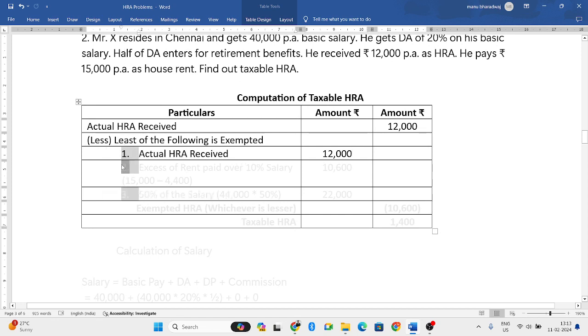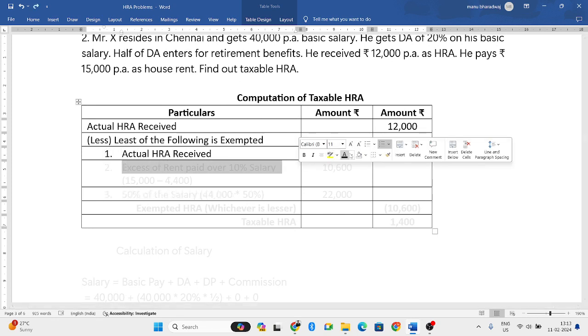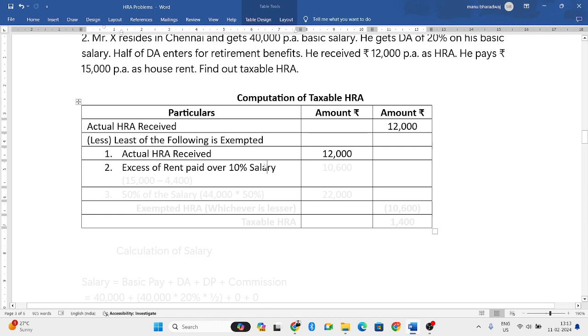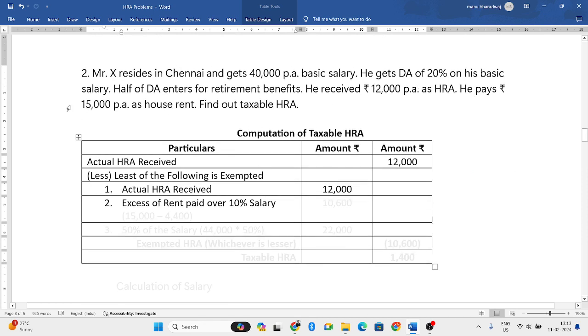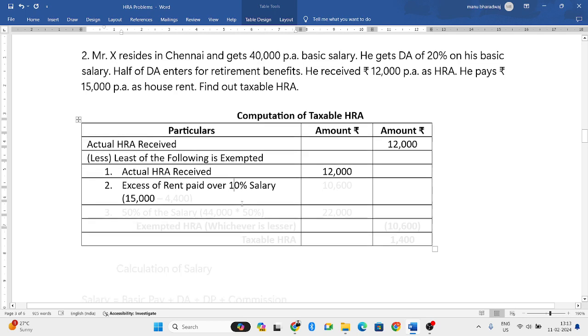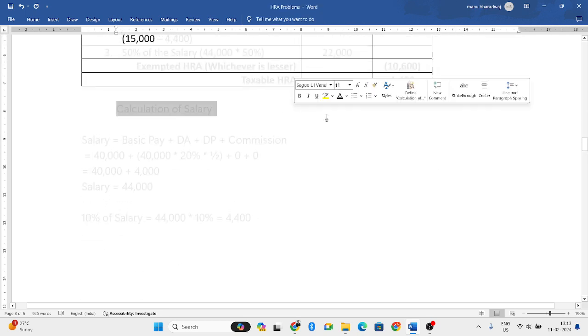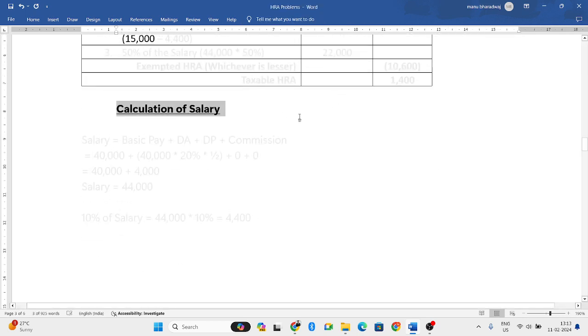The second exemption is the excess of rent paid over 10% of salary. So what is the rent paid? Rent paid is 15,000. So I will write 15,000 minus 10% of salary. So I need to find out the salary. So first I have to calculate the salary.